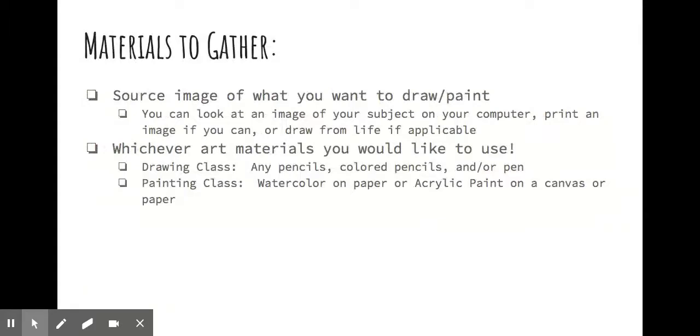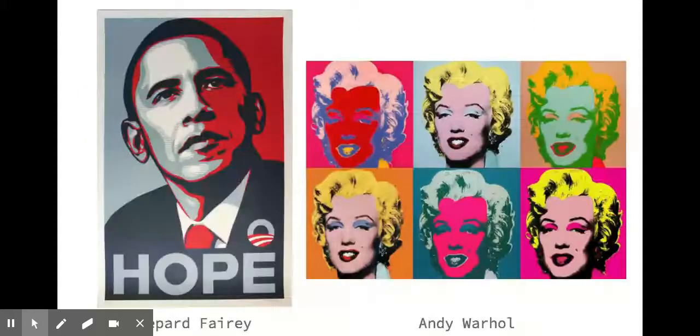The materials to gather are a source image of what you want to draw or paint, and you can look up an image of your subject on your computer, print an image if you have a printer at home, or draw from life if applicable. And whichever art materials you would like to use, just go get them. For drawing class, any pencils, colored pencils or pen. For painting class, any watercolor or acrylic paint.